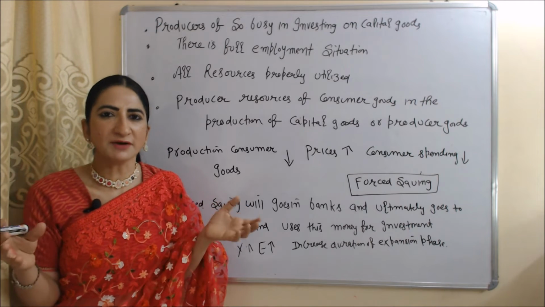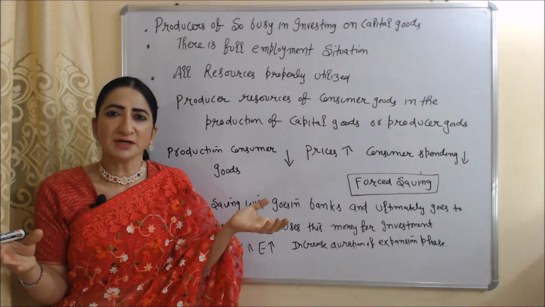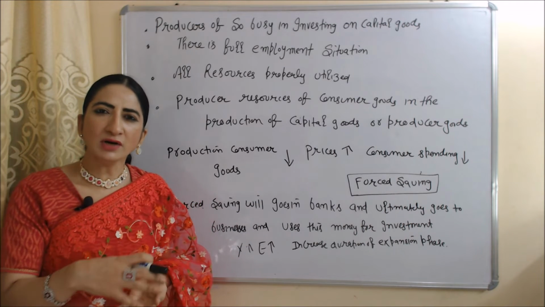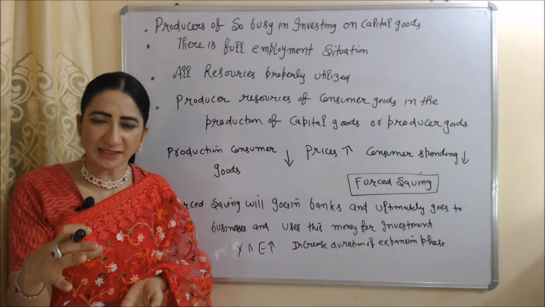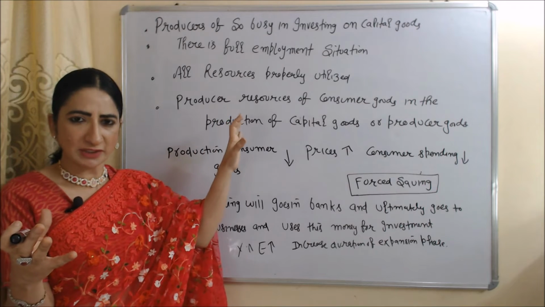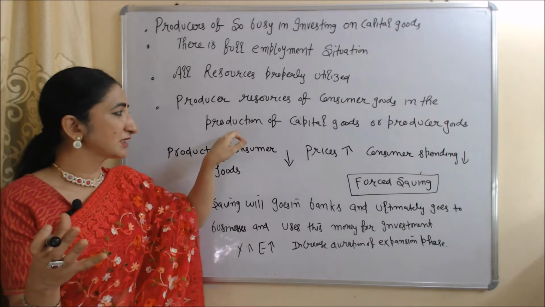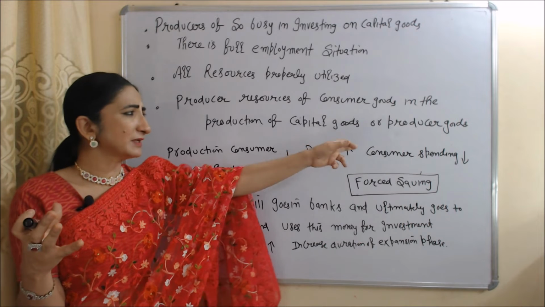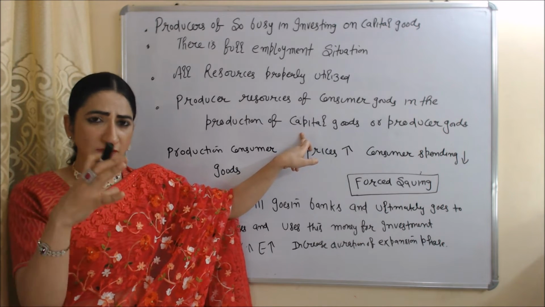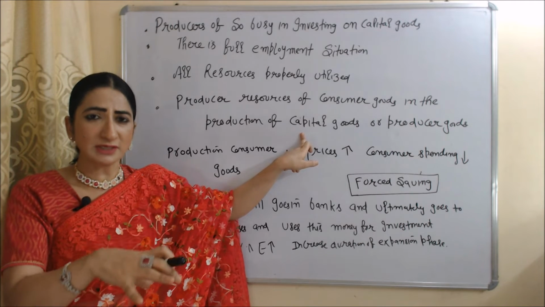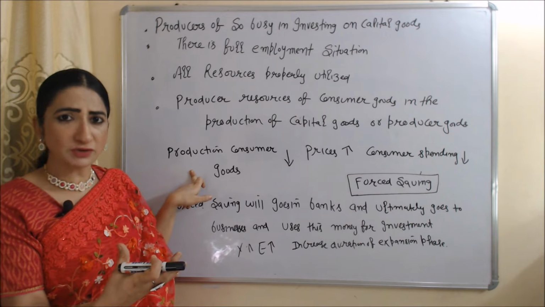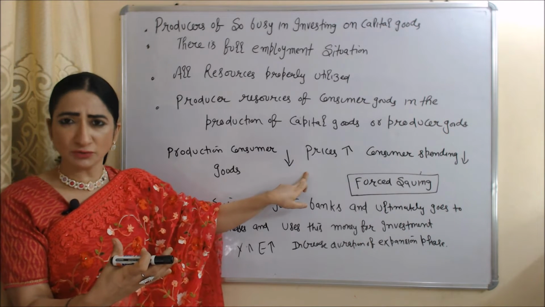Now producers are very busy investing in capital goods and there is a full employment situation. All resources are properly utilized, which means we have limited resources. That's why producers are using resources of consumer goods in the production of capital goods, or we can say in the production of producer goods. If producers are using resources of consumer goods in the production of producer goods, as a result the production of consumer goods will fall. When the production of consumer goods falls, the prices of consumer goods will increase.